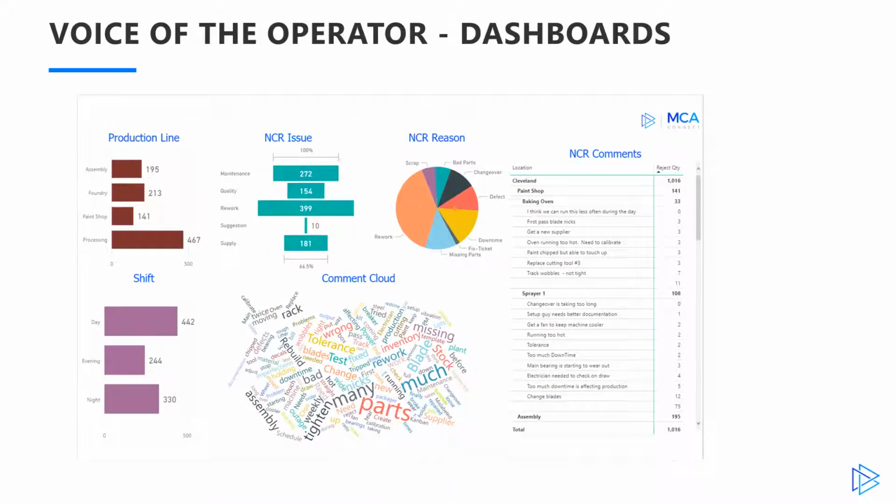This Power BI dashboard reports on the results of all of that information that's captured through the Voice of the Operator Power App. We can identify issues and concerns on the shop floor by production line, by shift, by issue type, and by reason code. And this word cloud shows us the prevalence of the same words being used again and again. All of this information can be used to better understand the efficiency of the shop floor.